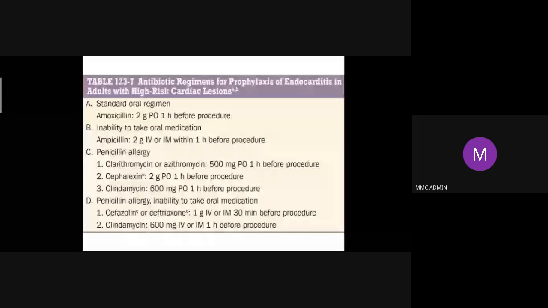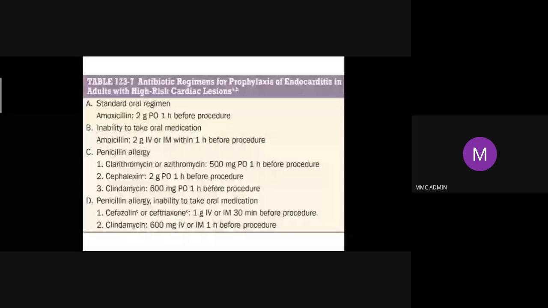Next, for whom should we give prophylaxis for infective endocarditis? For high-risk cardiac patients, those who are more prone to getting infective endocarditis, like patients having valvular lesions or who are immunocompromised, we will give prophylaxis. The standard regimen for prophylaxis of infective endocarditis will be amoxicillin 2 gram.